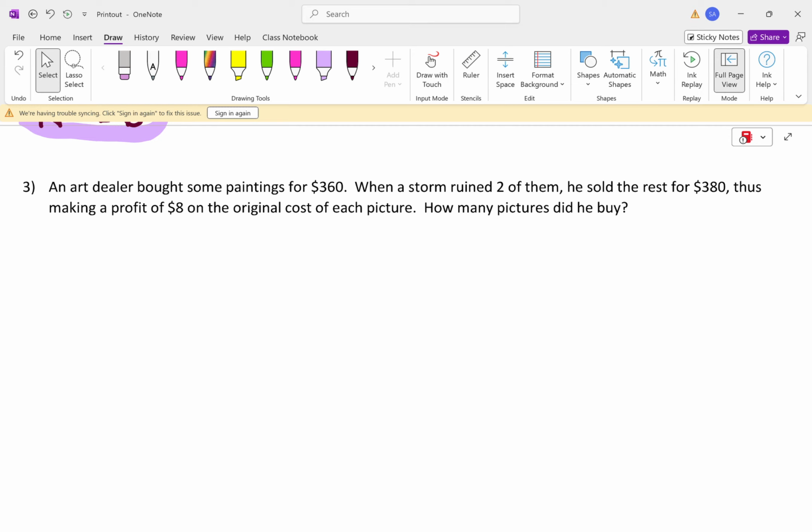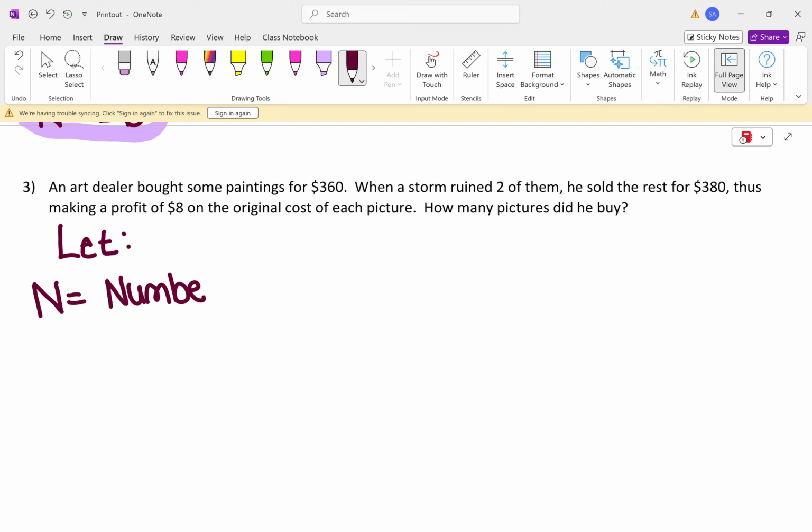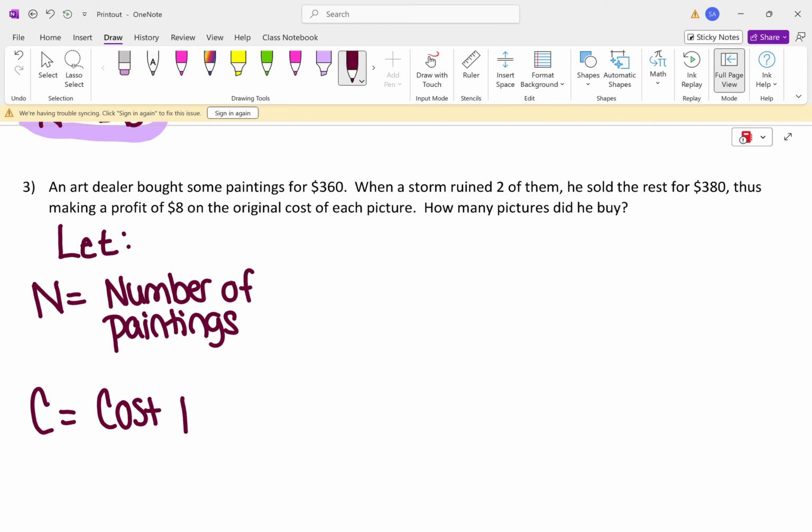All right, so 2 things we're talking about. We're talking about the actual number of paintings, and what else are we talking about? Damien? The cost, exactly, the cost of the painting. So I'm going to let n equal the number of paintings. I'm going to let C equal the cost per painting.